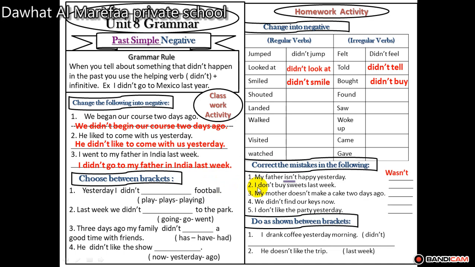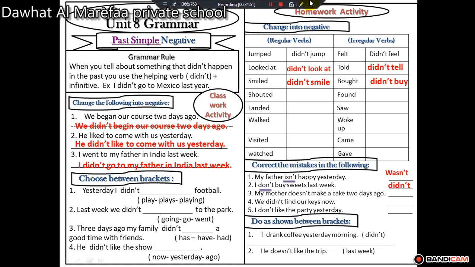Number two, I don't buy sweets last week. Here, guys, as you see, last week indicates that we are in the past. بتشير إحنا في الباست. So, do we put don't? No. So, it will be changed to what? It will change to didn't.